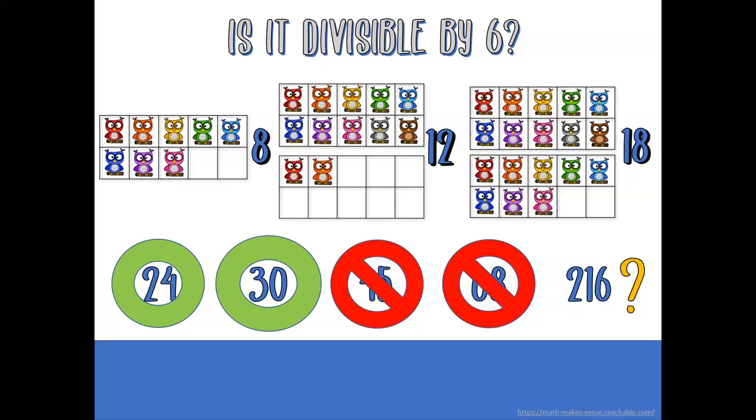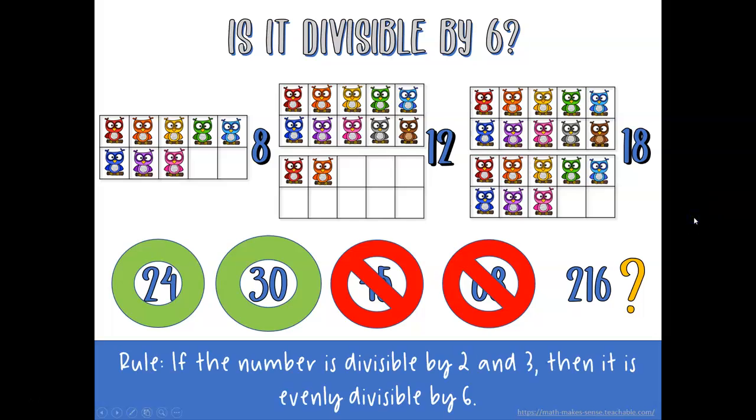So we know that the numbers have to be even, and the digits have to add up to 3, 6, or 9. So we're combining two different rules here. It has to be divisible by 2 and by 3. Then we know that it's evenly divisible by 6.